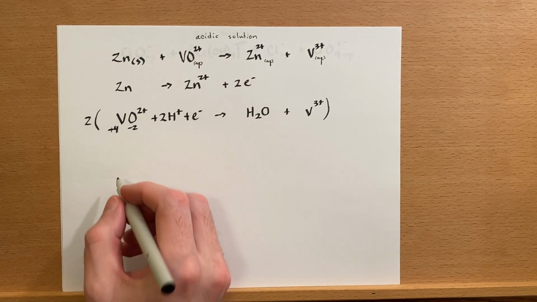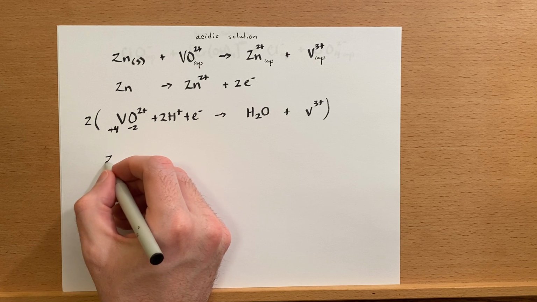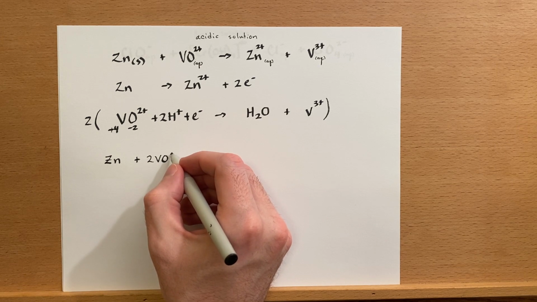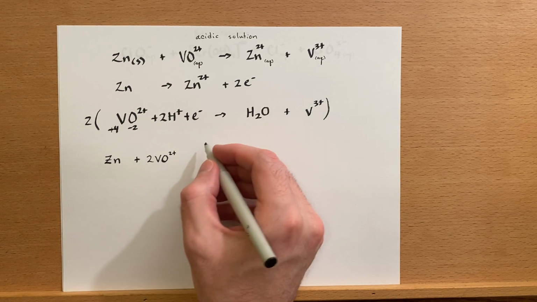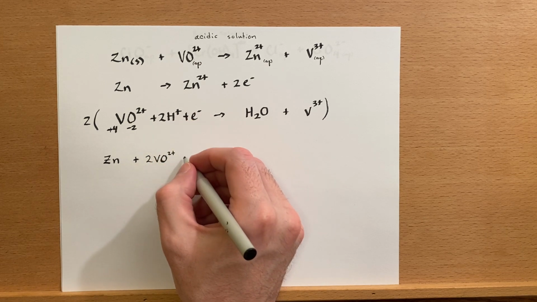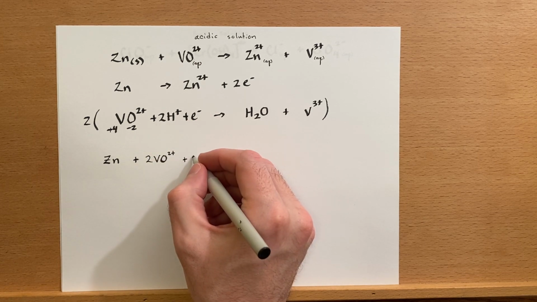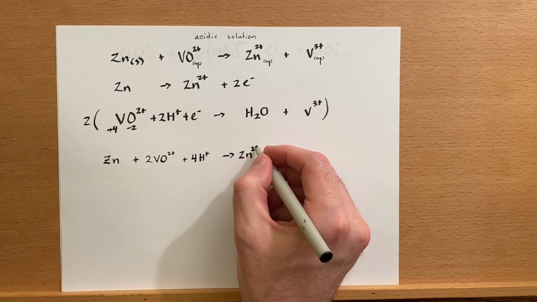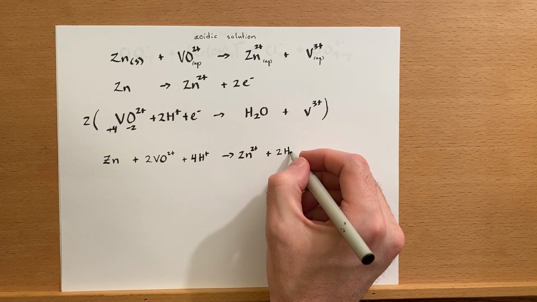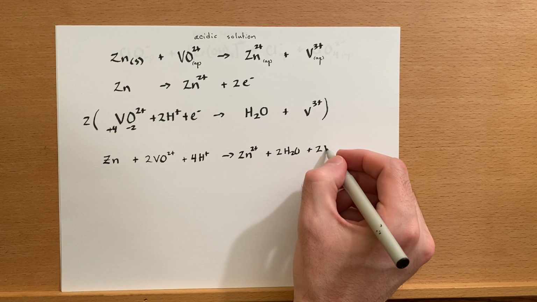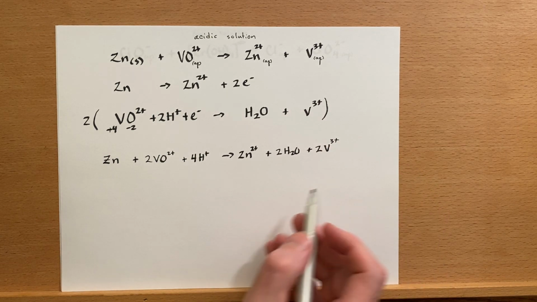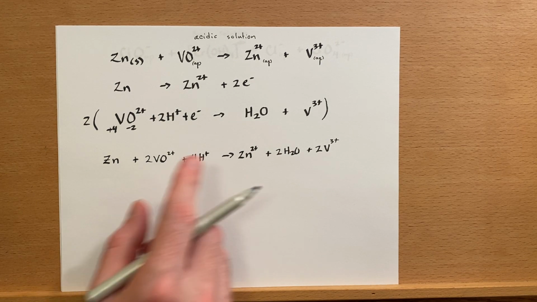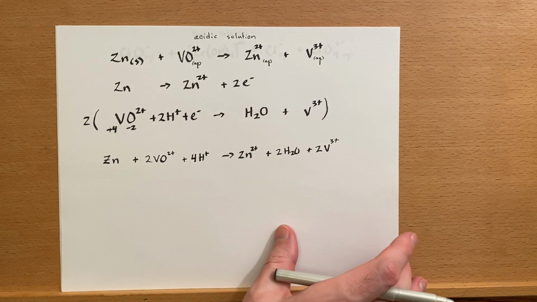And so then when I add this all up, I will have zinc metal plus 2 vanadium oxide, I guess vanadium 4, I could say, plus 4 H+ goes to a zinc ion plus 2 waters plus 2 vanadium 3+. And that will be the balanced equation. And this one would have been a little bit harder to just try to balance simply by looking at it.